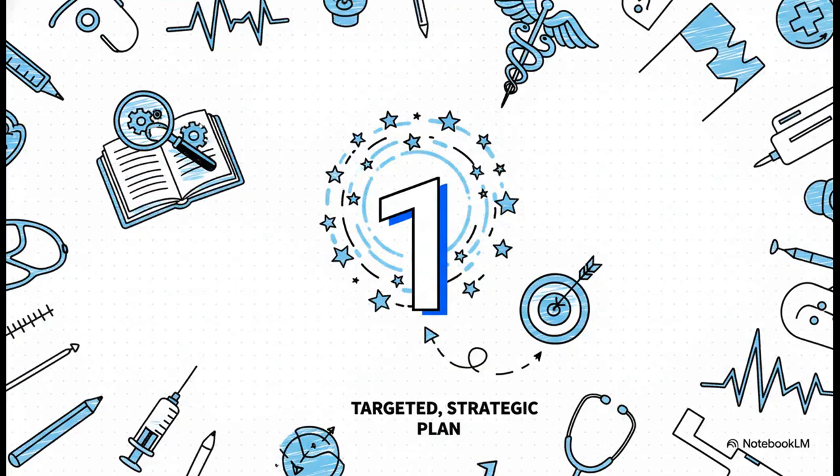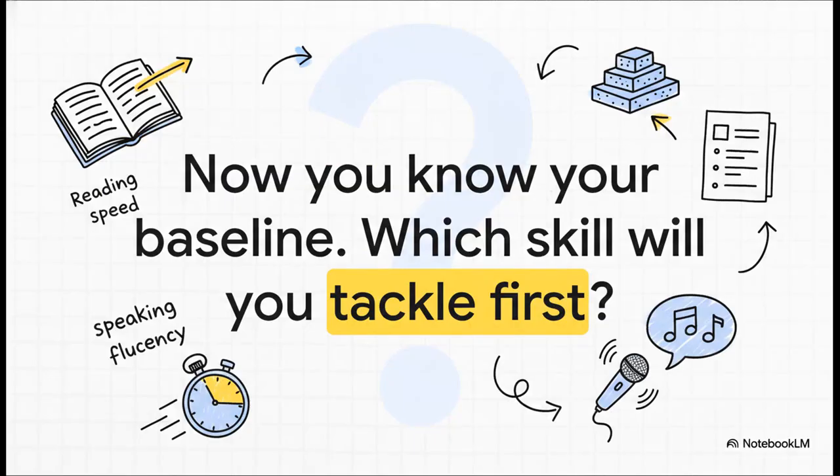That's it. Just this one thing. Taking a single diagnostic test is the most powerful first step you can possibly take on your OET journey. It's the difference between studying blind and studying smart. Once you have that baseline, you've got your roadmap. You'll know exactly what to work on, whether it's reading speed, writing letters, or your confidence in speaking.